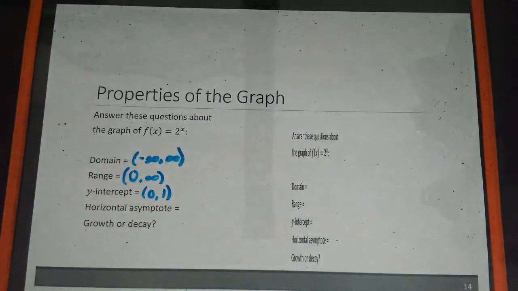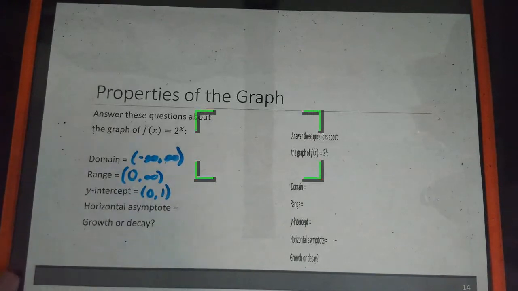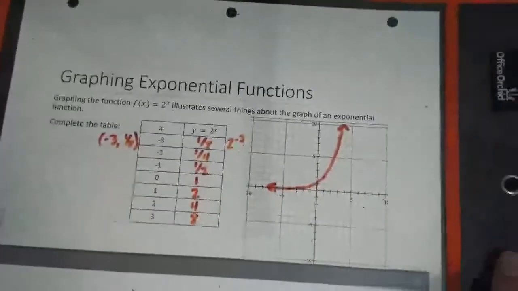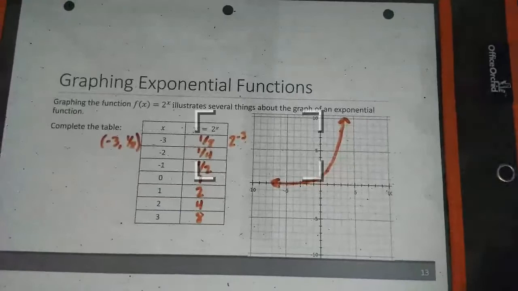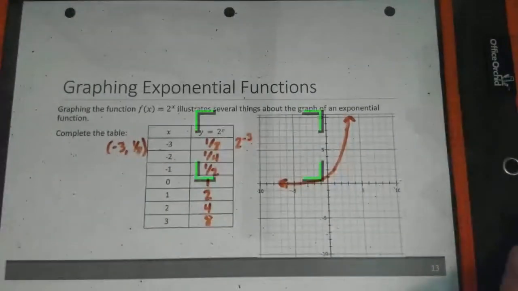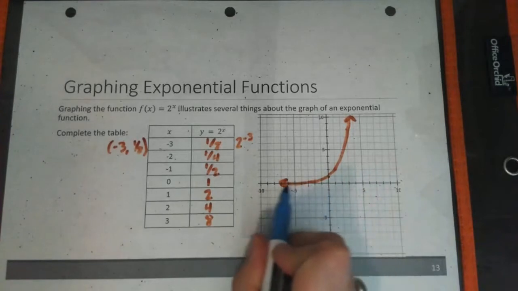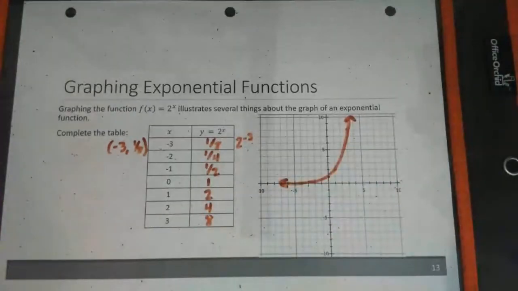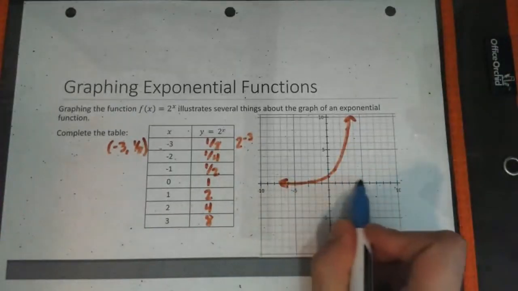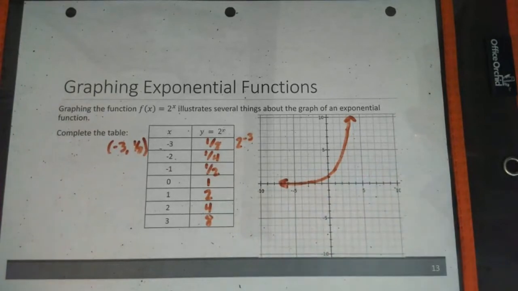Horizontal asymptote. A horizontal asymptote is a horizontal line that you get really, really close to, but you don't quite touch, for the most part. Technically, that's not the definition, but that's how we tend to think about it. Well, hey, we said we were going to get really, really close to 0, and we weren't going to touch it. So that horizontal line is going to be our horizontal asymptote.